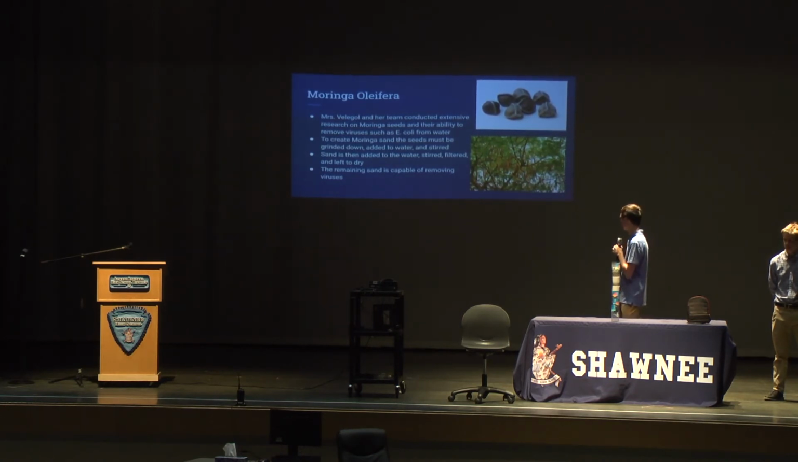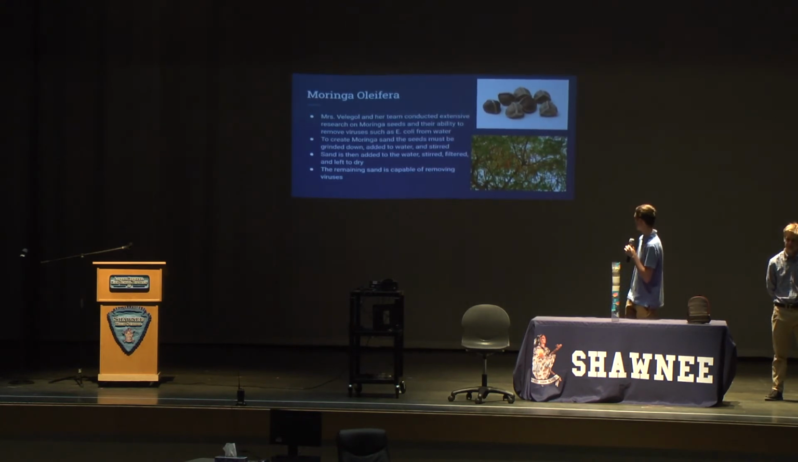So to create the moringa water, the moringa sand, first we had to grind down all the seeds, which we showed before. We used a mortar and pestle and a grinder. And then we add it to water and stir it until we create that white water. And then we add that water to sand so the moringa can stick to the sand. And then we filter out the water and let it dry. And then the remaining sand is capable of removing E. coli.